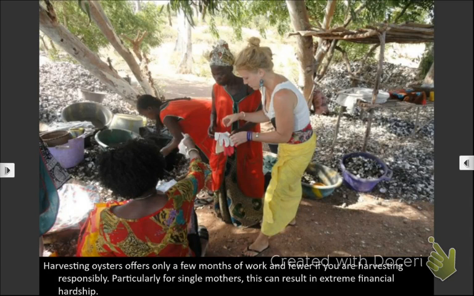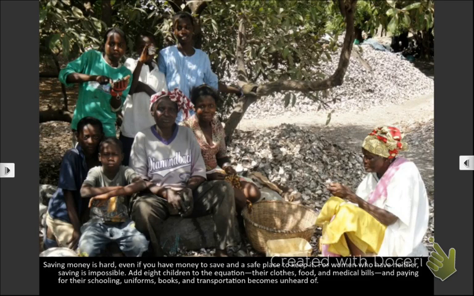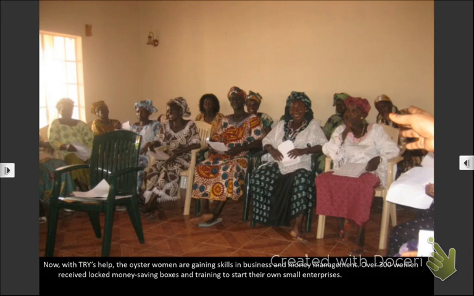Saving money is hard, even if you have money to save and a safe place to keep it. For women who have neither, saving is impossible. Add 8 children to the equation, their clothes, food, and medical bills, and paying for their schooling, uniforms, books, and transportation becomes unheard of. Now, with Tri's help, the oyster women are gaining skills in business and money management. Over 300 women received lots of money-saving boxes and training to start their own small enterprises.